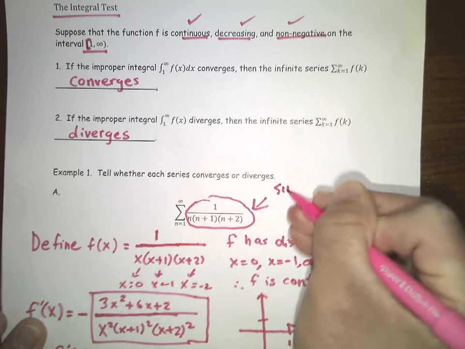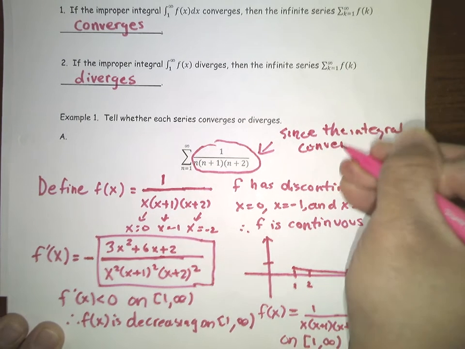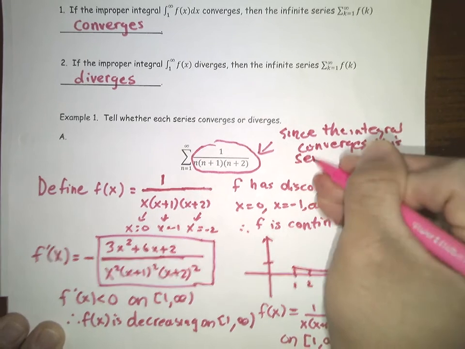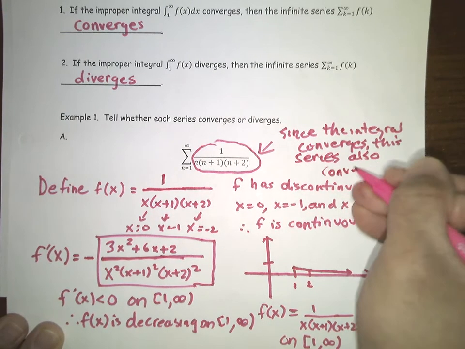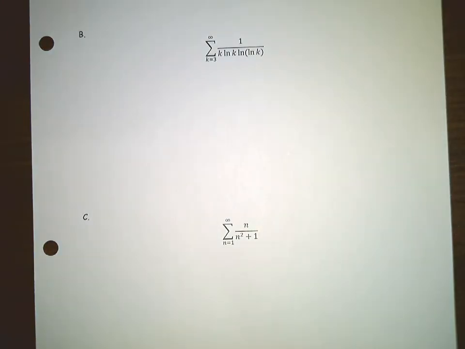So in other words, since the integral converges, this series also converges. And that is the integral test. So I really hope that you enjoyed the integral test. And now it is time for another great example here. So let's do another example here. And it is this series right here: the sum k equals 3 to infinity of 1 over k times natural log of k times natural log of k.